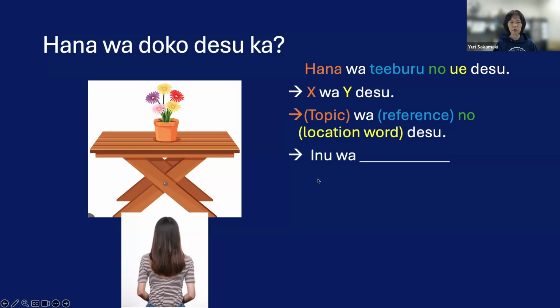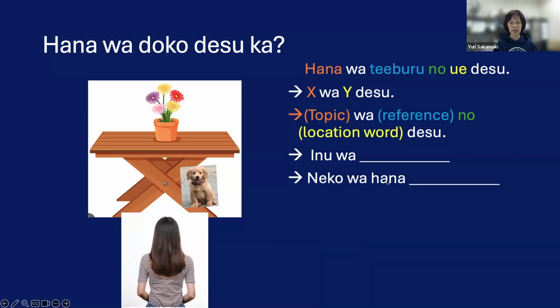All right, so what do we want to talk about next? Yeah, that'll be 犬. So 犬は, yeah, and then also we're going to talk about 猫.